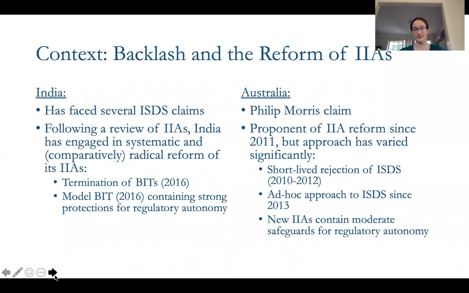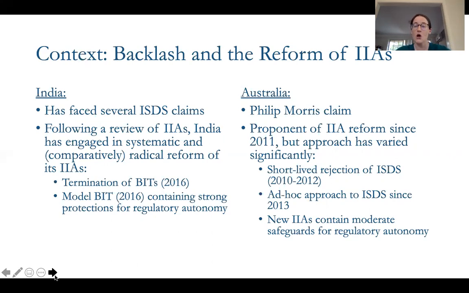To begin with the context, as I'm sure is familiar to most of us, India has faced several prominent investor-state dispute settlement claims, particularly over the past decade. And these led to a review of India's entire investment agreement regime and what I would characterize as a relatively systematic and comparatively radical reform of its international investment agreements. So notably in 2016, India terminated nearly all of its existing bilateral investment treaties and issued a new model BIT, which contained strong protections for regulatory autonomy.